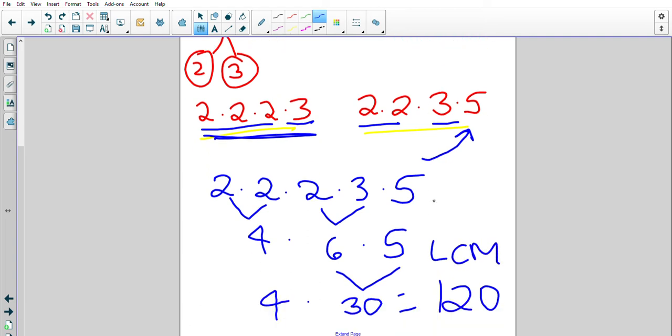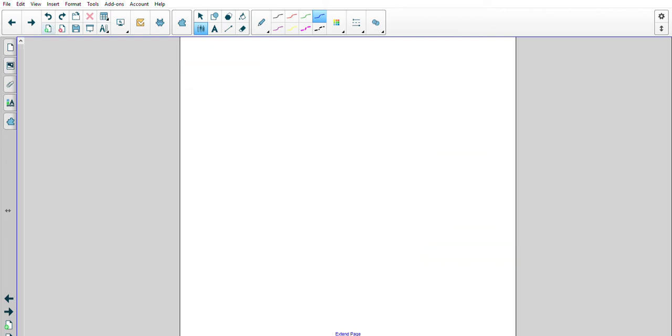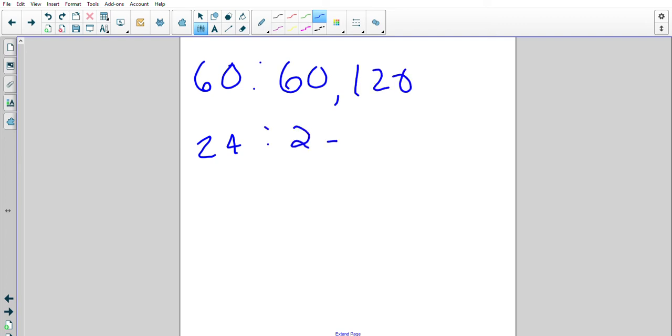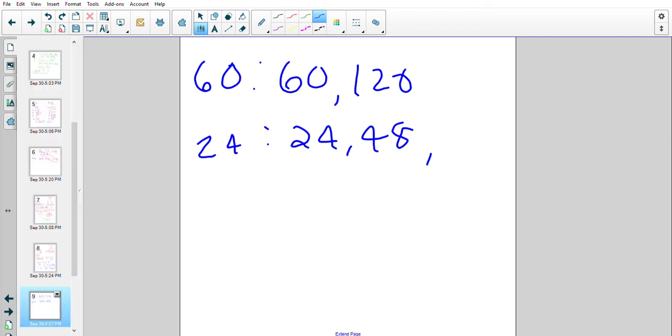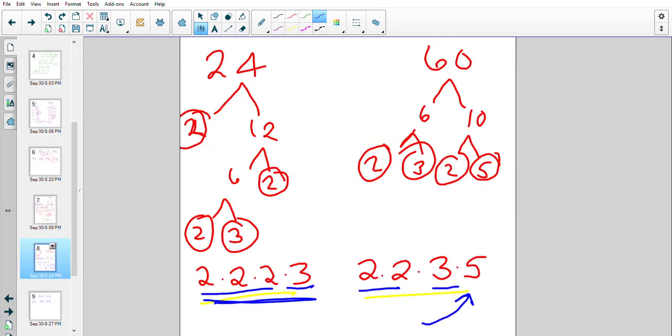Personally, when I see this method, I'm like, oh my goodness, to me, this is so much easier than having to sit here and take 60 and 24 and just list everything out, especially if I do not have a calculator available to me. So I really think that using the prime factorization and factor pairs is also a wonderful way to find the least common multiple.